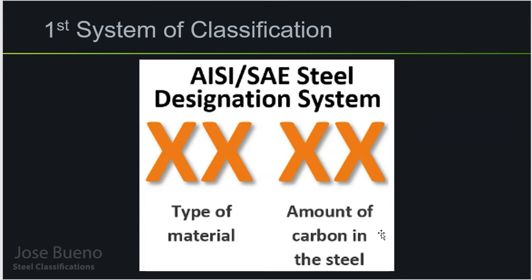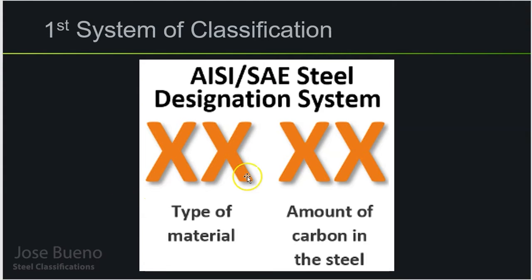So not only are the type of alloying elements being added to the steel going to change what type of steel we're working with, but the amount of carbon that's added to steel is going to change what type of steel we're using. But don't worry, it doesn't get very complicated. It's going to be pretty easy.